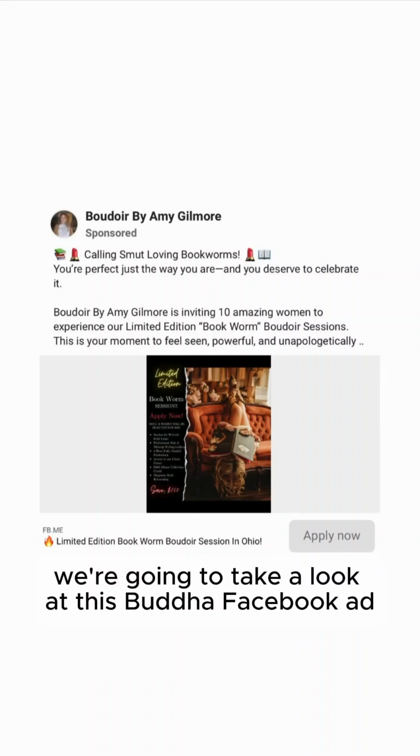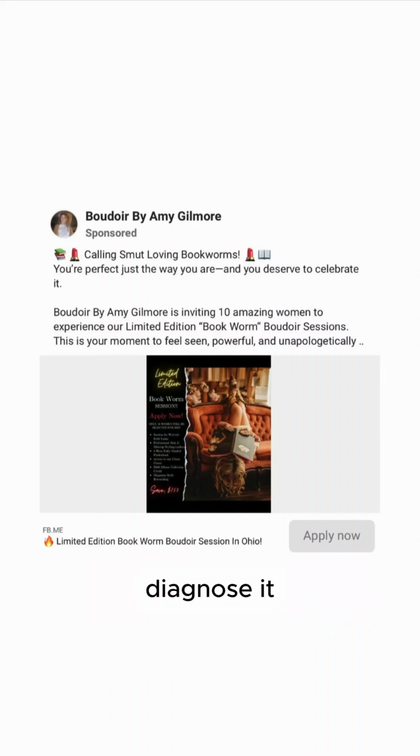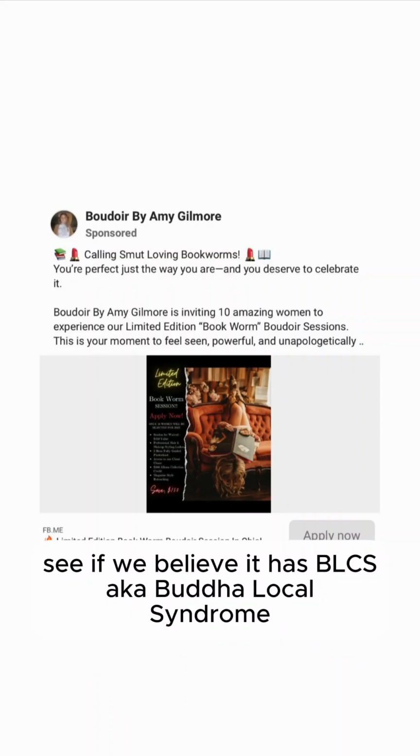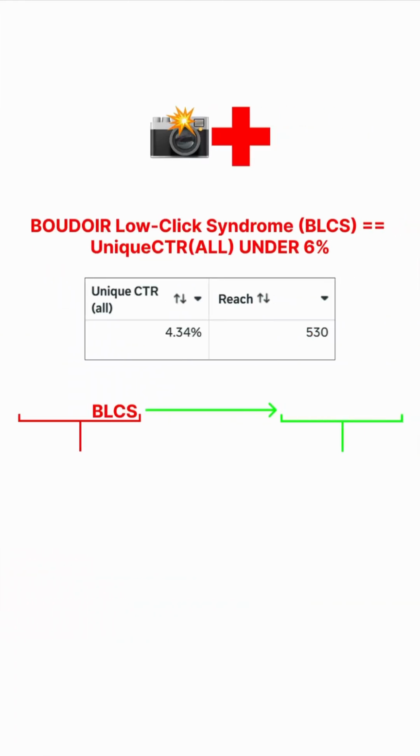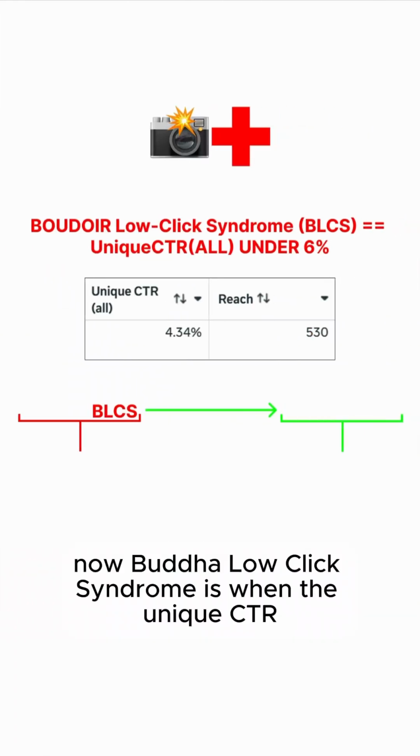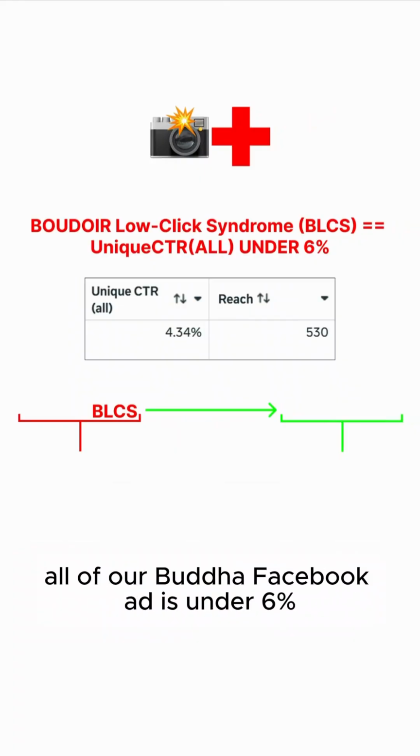All right, we're going to take a look at this Boudoir Facebook ad, diagnose it, and see if we believe it has BLCS, aka Boudoir low click syndrome. Now, Boudoir low click syndrome is when the unique CTR of our Boudoir Facebook ad is under 6%.